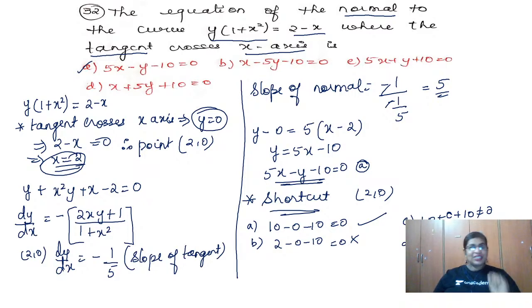Have you understood the shortcut, how to do it? You got the point. Substitute the point and check which option satisfies your answer. Yes, hope the idea is clear. And here your option is A option. Okay. Yes. So we move on to the next question.